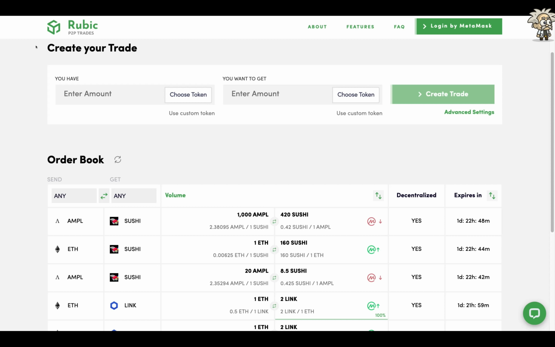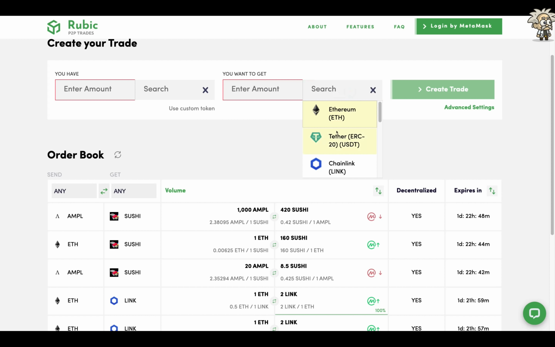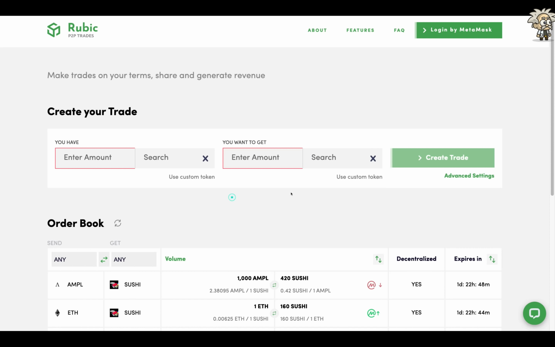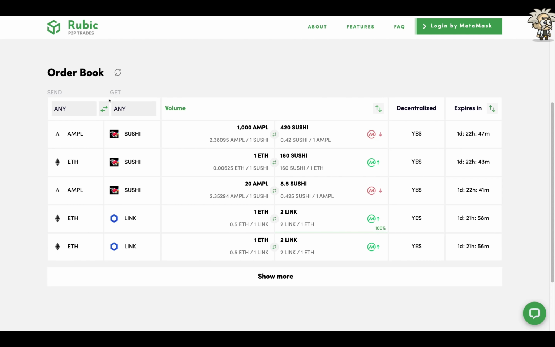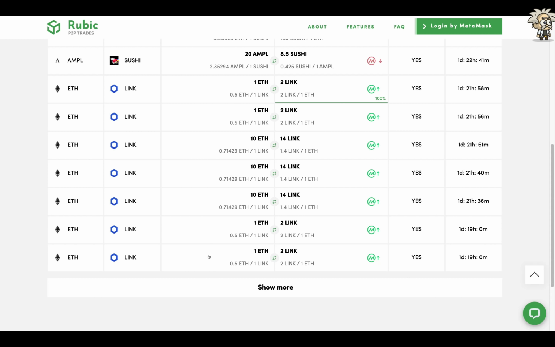As you can see here, guys, under create your trade, you'll enter the amount that you have. So you'll choose the token: Ethereum, Tether, Chainlink, USDC coin, etc. And you can choose what token you want to get. So if you want Ethereum, Tether, Chainlink, again, the list is the same as it is on the left-hand side. And then you're going to hit create trade. Underneath over here, guys, we have the order book. So we can see what people want to send and what people want to get, as well as the volume, the amount, and whether it's decentralized and how long it expires in. The show more tab will show you the rest of the order book as well, guys.